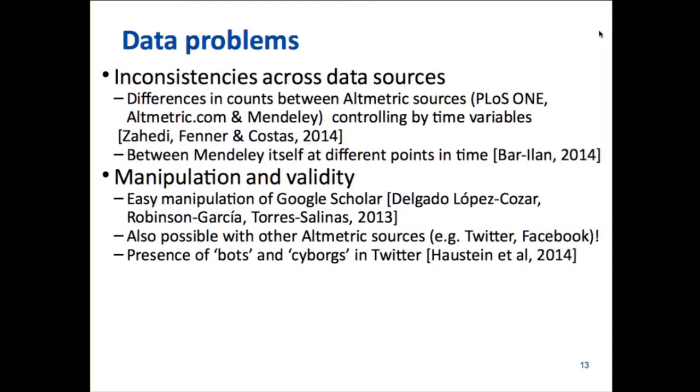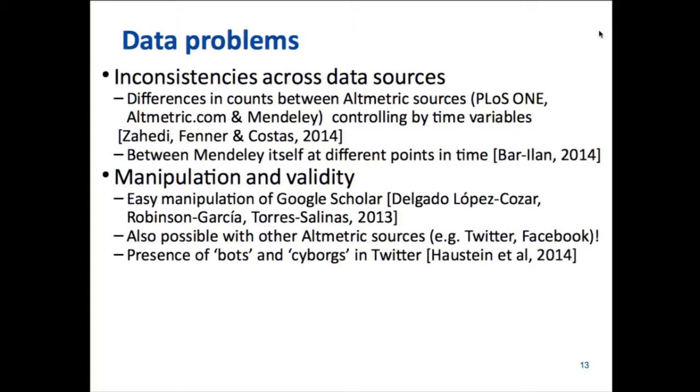Then we have the data problems. On the one hand, we have the problem of inconsistencies across data sources. For example, we did a simultaneous data collection from PLOS ONE, Altmetric.com, and Mendeley. We searched for exactly the same set of publications on the same day and at the same time, and we found that there are different counts depending on who is giving you the count. The problem is that we cannot find a clear systematic explanation for those differences. It's not that one always has more and another has less. Sometimes one of them has more, sometimes less. So we couldn't really find a clear explanation.